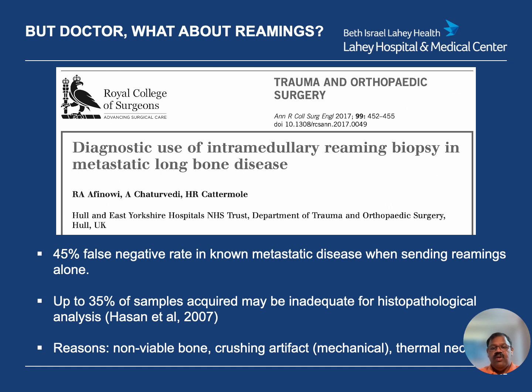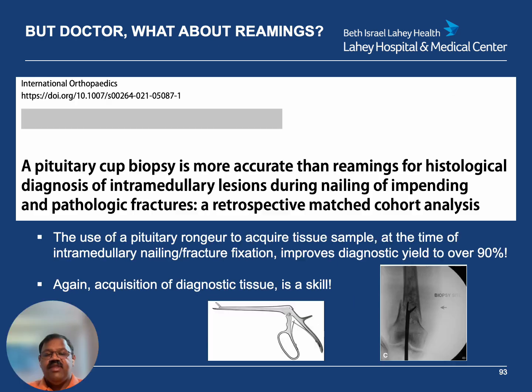So if you're going to go down the pathway of obtaining reamings, I would say please do not. Instead, do this. This is essentially what's called a pituitary cup biopsy, but you use a pituitary rongeur, create a small access either through a cortical window or through the window that you're using for your cephalomedullary stabilization device, and essentially grab fragments of tissue from the lesion, because this helps preserve tissue architecture, it decreases crushing artifact, and it certainly helps decrease the necrosis of the tumor that is obtained, so that we can really help use that for appropriate diagnosis, including molecular diagnosis.